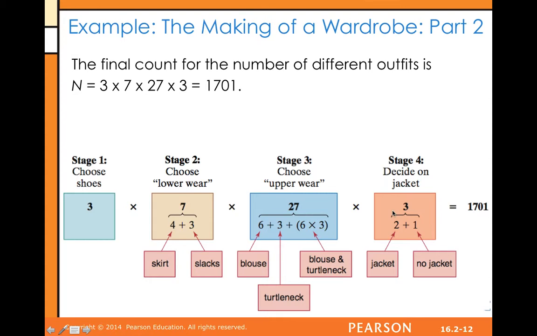Finally, at the end here, she can either choose to wear a jacket or not. If she chooses to wear a jacket, there are 2 possible ways to do that because she has 2 jackets. And there's 1 possible way to wear no jacket. So at stage 4, there are 3 possible outcomes. She can wear 1 of her 2 jackets, or she can wear no jacket. So in the end here, we have 3 ways to do stage 1, 7 ways to do stage 2, 27 ways to do stage 3, and 3 ways to do stage 4. When you do 3 times 7 times 27 times 3, you get 1701.